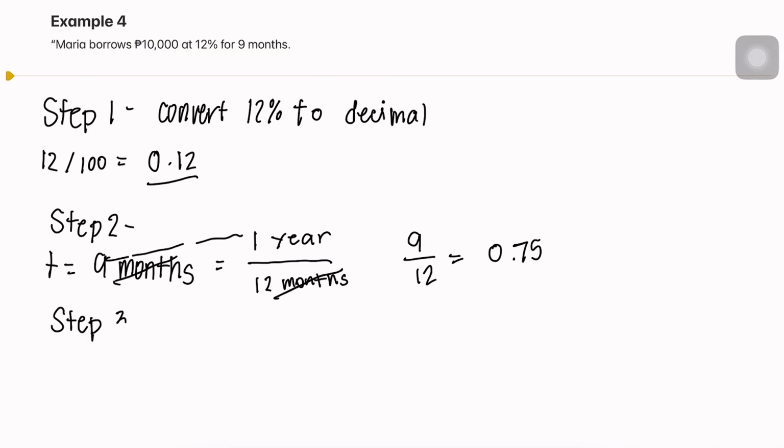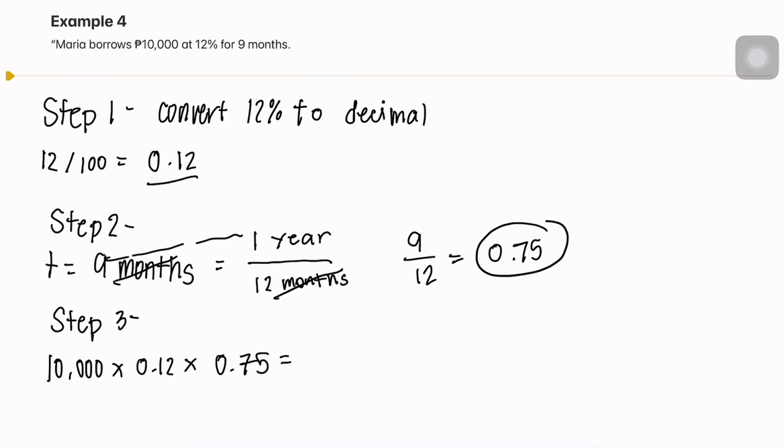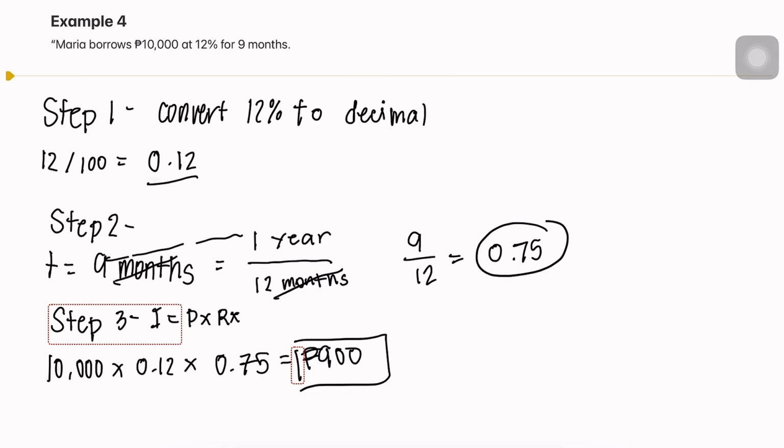Then after that, we will substitute the values into the formula. The formula is I equals P times R times T. The value of P is 10,000, the value of R is 0.12, and the value of our time is 0.75. Then let's multiply it one by one. 10,000 multiplied by 0.12 is 1,200, and 1,200 multiplied by 0.75 is equal to 900.